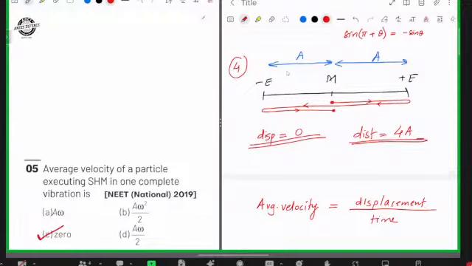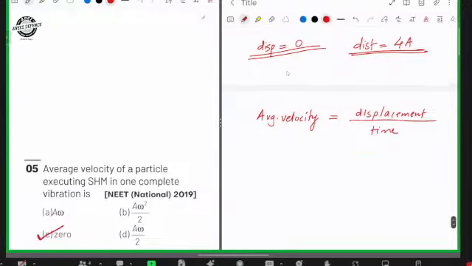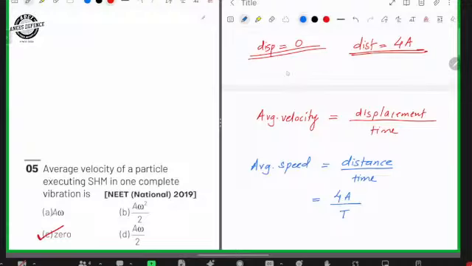If they had asked for average speed, what would we do? We will write total distance upon total time. So what is the total distance covered in one oscillation? It is 4A. What is the time of one oscillation? It is capital T. So the average speed is 4A by T.